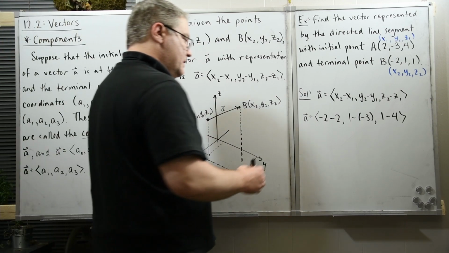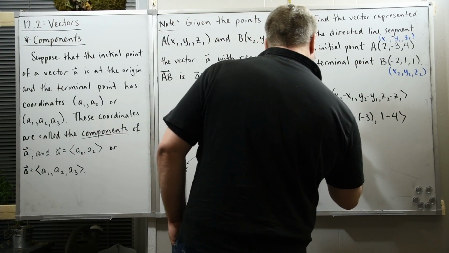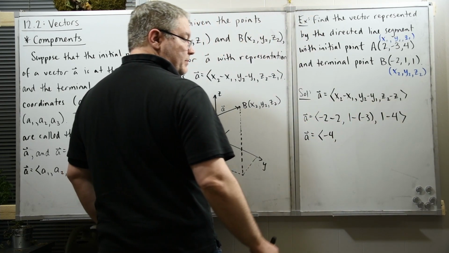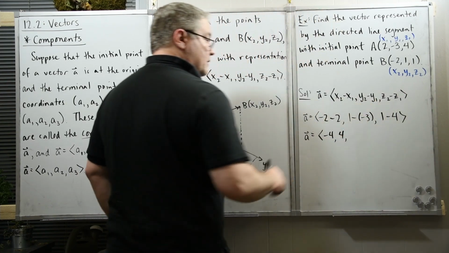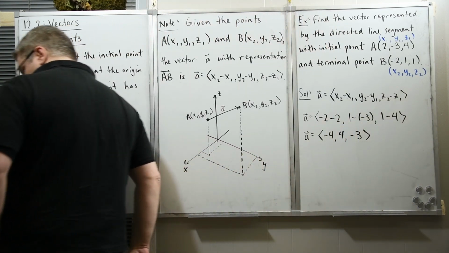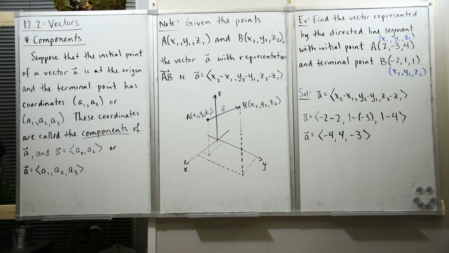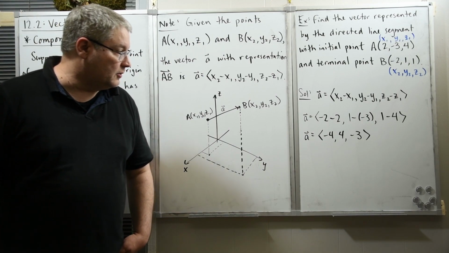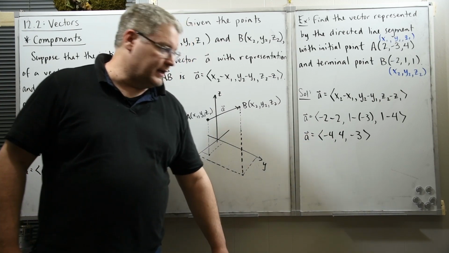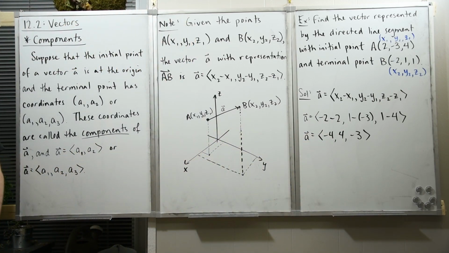And so when you work this out, negative 2 minus 2 gives you negative 4. 1 minus negative 3 is 1 plus 3, which is 4. And then 1 minus 4 is negative 3. So there's your component form for that vector A. Now keep in mind that basically what's going on here is that if we were to shift the vector so that the initial point is located at the origin, the terminal point would be at the location negative 4, 4, negative 3. All right.